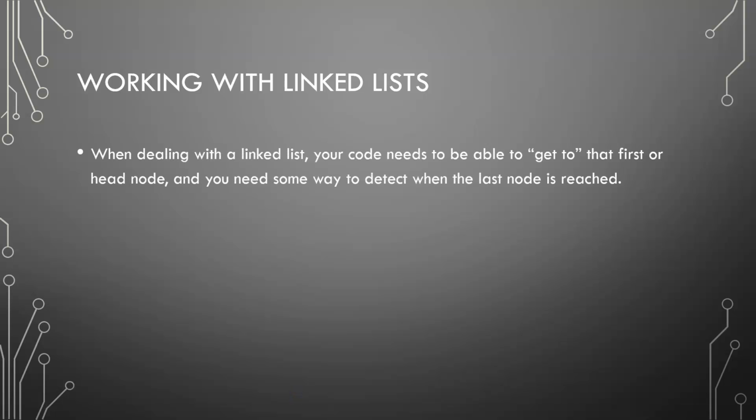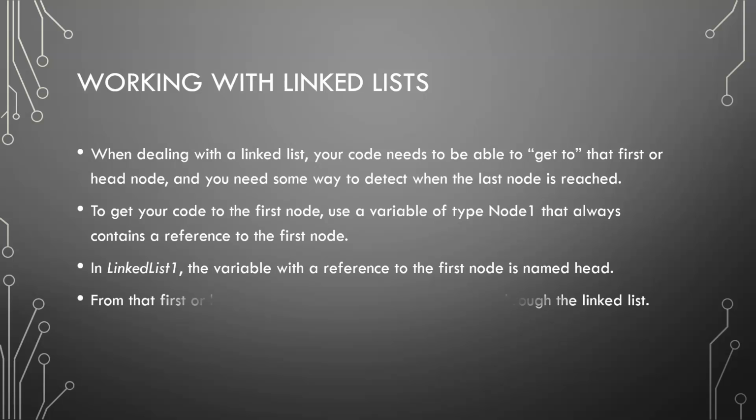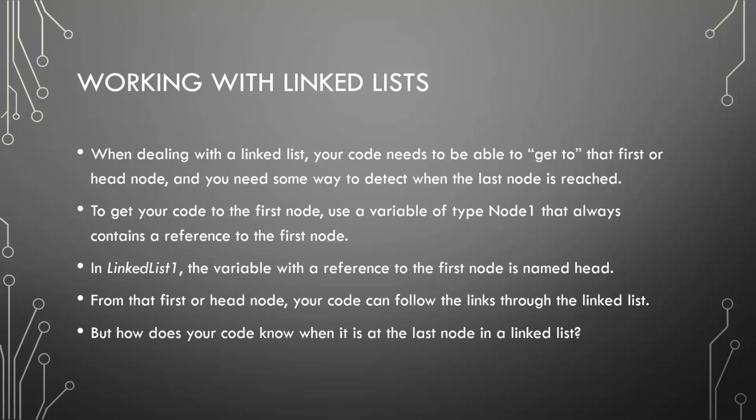All right, so when we are dealing with a linked list, your code needs to be able to get to that first head node. And you need some way to detect when the last node is reached. To get your code to the first node, we use a variable of type node1 that always contains a reference to the first node. In linked list 1, as we saw, the variable with a reference to the first node is simply named head. From that first or head node, our code then can follow the links all the way through the linked list. But ultimately, how does your code know when it is at the last node within the linked list?